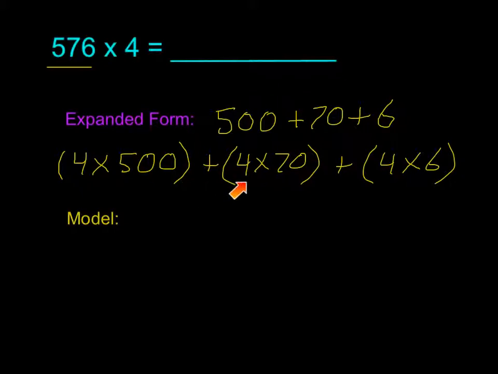And so by using the expanded form, we can find out what 4 times 500 is, and then add 4 times 70. So we multiply 4 times 70, and we'd add it to our product of 4 times 500. And then we'd add our 4 times 6, which is 24, to that. And that would give us our answer.